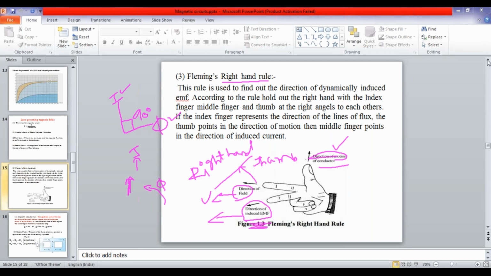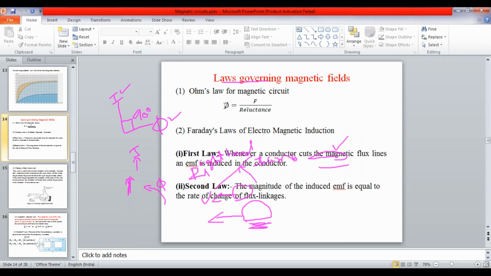The laws governing the magnetic fields are Ohm's law, simply saying that the magnetic flux is directly proportional to MMF in a magnetic circuit. The proportionality constant is the reluctance term R. Fine. Second law, Faraday's laws. Faraday has proposed two laws, Faraday's first law and Faraday's second law.